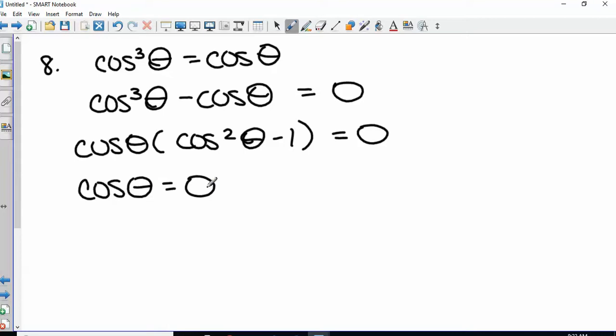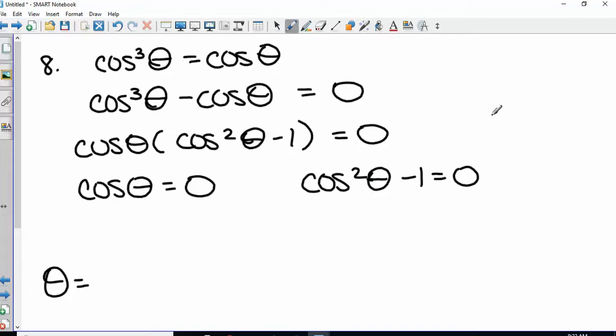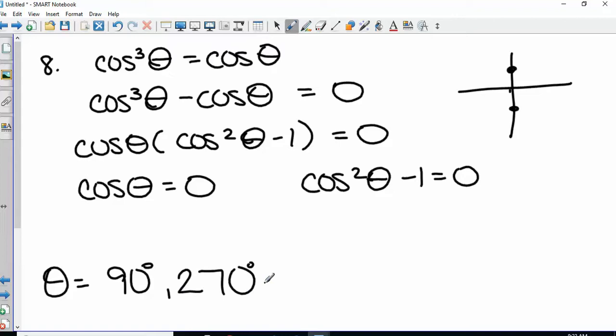So now we set each piece to 0. So cosine equals 0, or cosine squared minus 1 equals 0. Alright. If cosine is 0, so think about your unit circle. Cosine is x. X is 0 here and here. So this would be 90 degrees and 270 degrees.